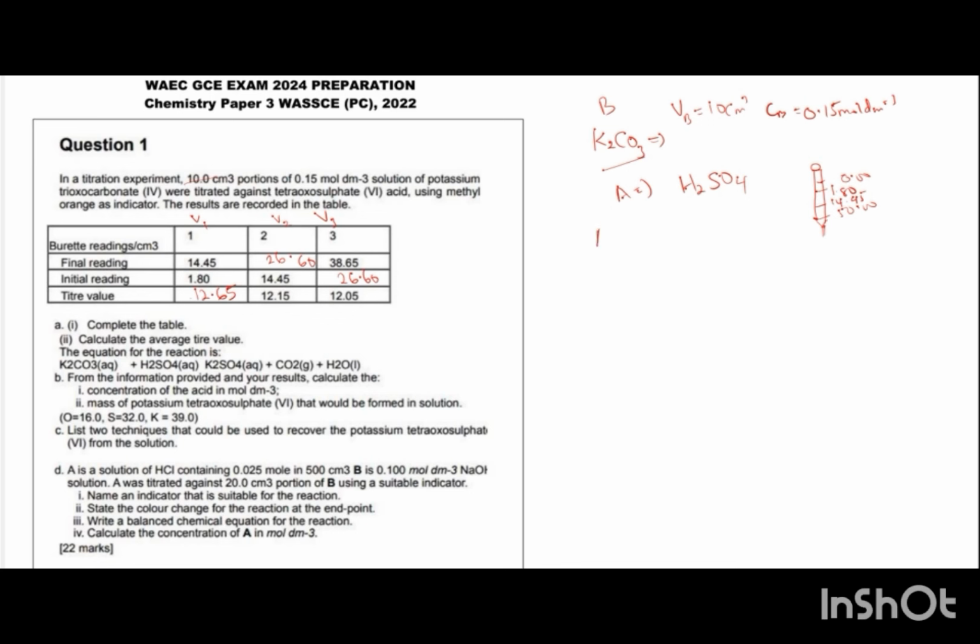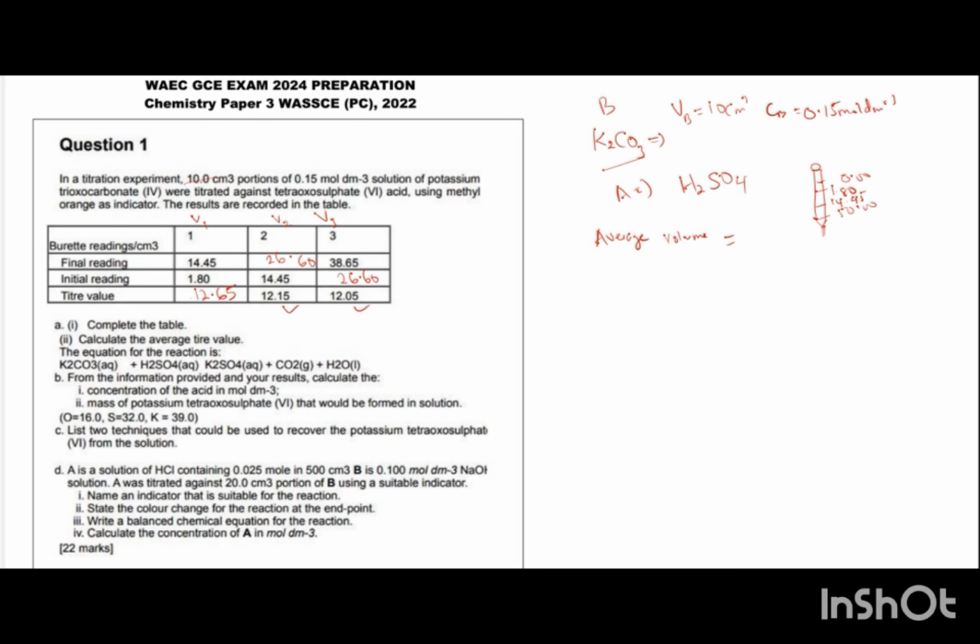Average volume will be equal to the 2 concordant values. You cannot just use any values. You must ensure that you use the concordant values. Like the first one is 14.45 minus 1.80, and we get, I want to check that one again because it's very essential to confirm your answer. We can still get 12.65, and then we also get 12.15, and we also get 12.05. So you can see these 2 values are the most concordant values.